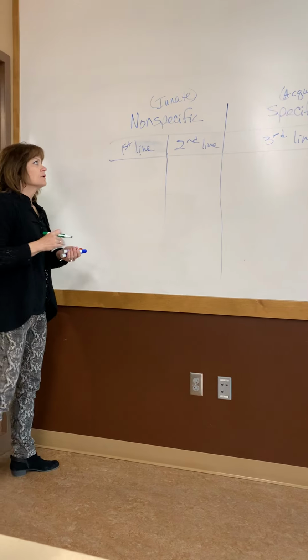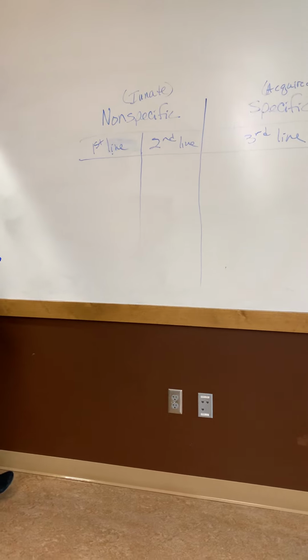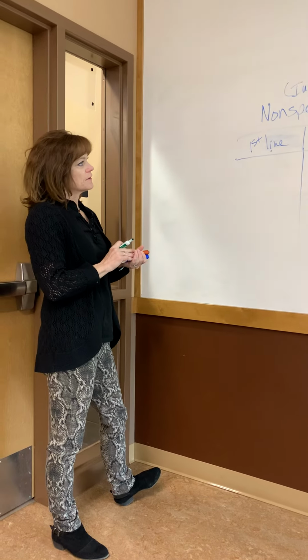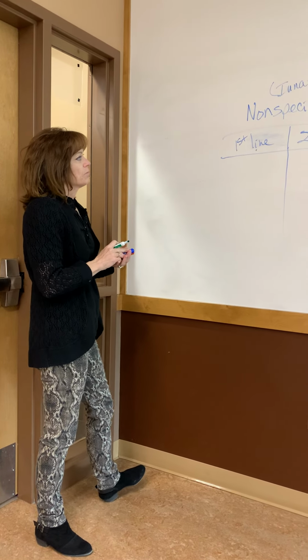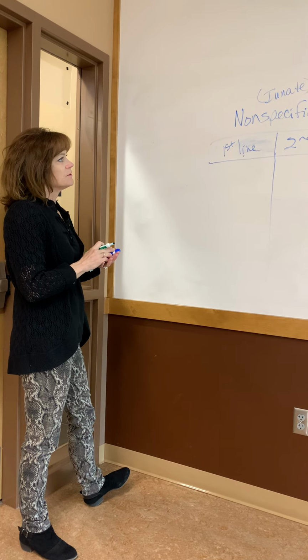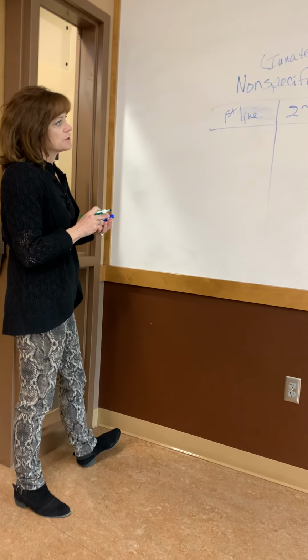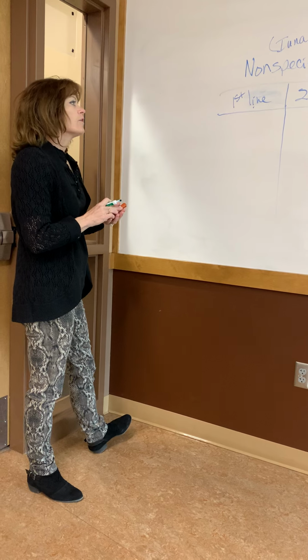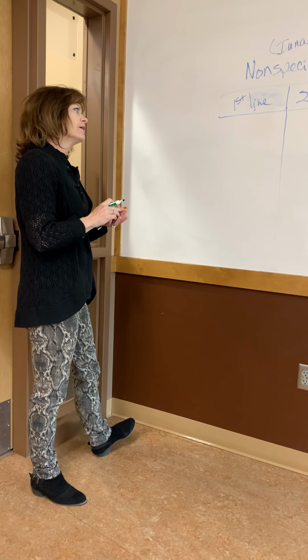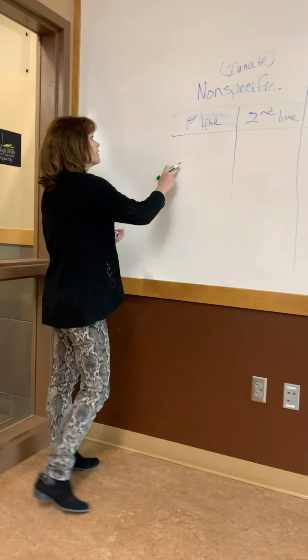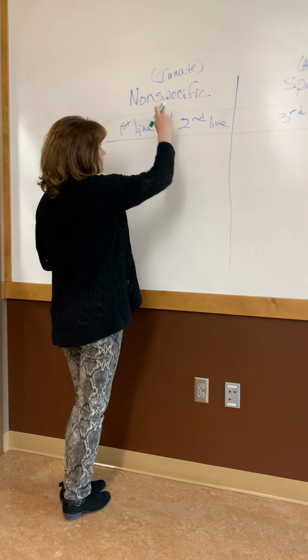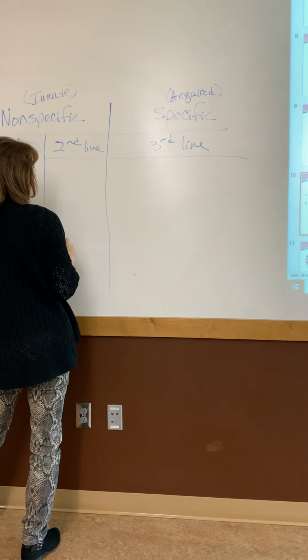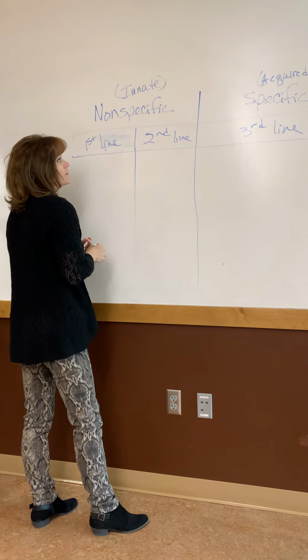So we're in the immune system here. Remember that the immune system is divided into two parts, the non-specific side and the specific side. Another name for non-specific is innate, and another name for specific is acquired. And within each of those, we've got three lines of defense. First and second are part of the non-specific side, and third line of defense is within the specific side.